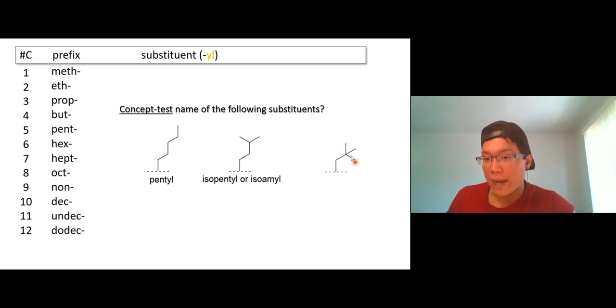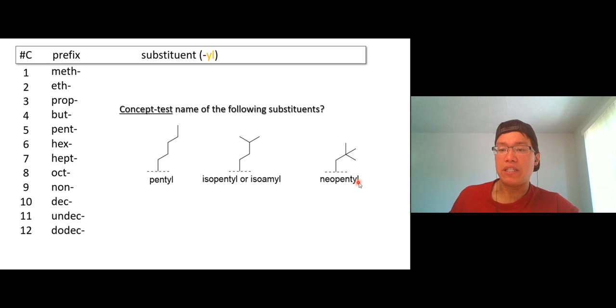So it branches out twice at the end. This one we call neopentyl. But don't worry about it. We don't really use it that much. You're not going to see it. But we call it neopentyl. Neo means new.